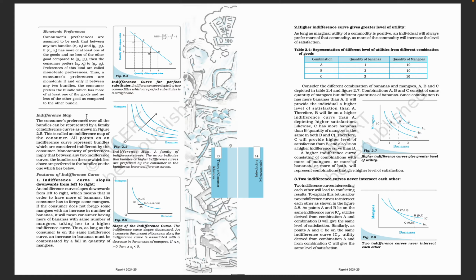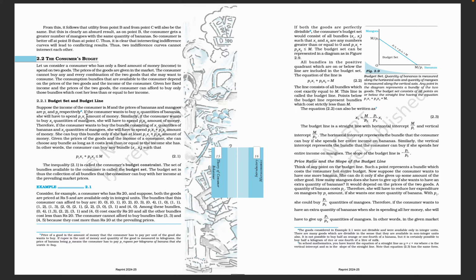Similarly, as points A and C lie on the same indifference curve IC2, utility derived from combination A and from combination C will give the same level of satisfaction. From this, it follows that utility from point B and from point C will also be the same, but this is clearly an absurd result, as at point B the consumer gets a greater number of mangoes with the same quantity of bananas. So the consumer is better off at point B than at point C. Thus, it is clear that intersecting indifference curves will lead to conflicting results. Thus, two indifference curves cannot intersect each other.